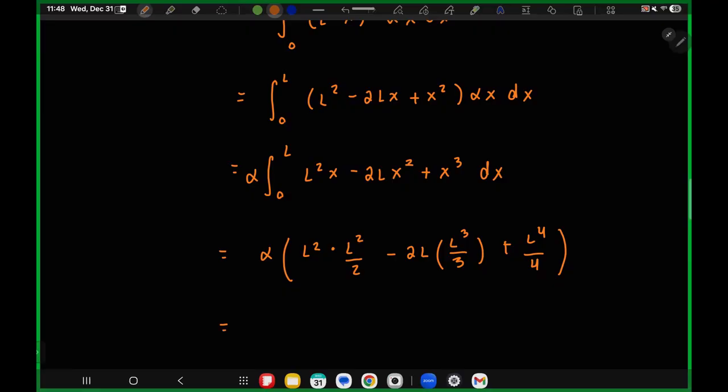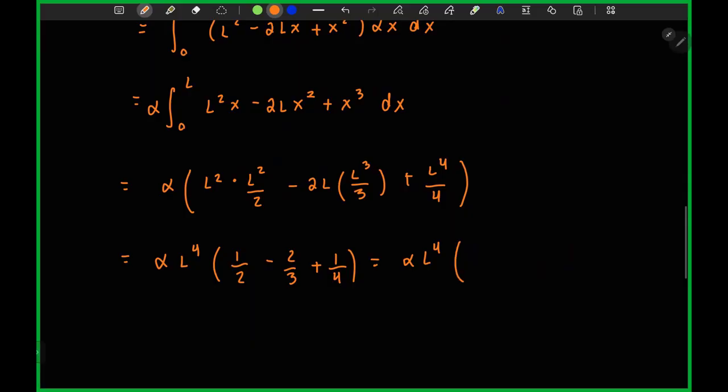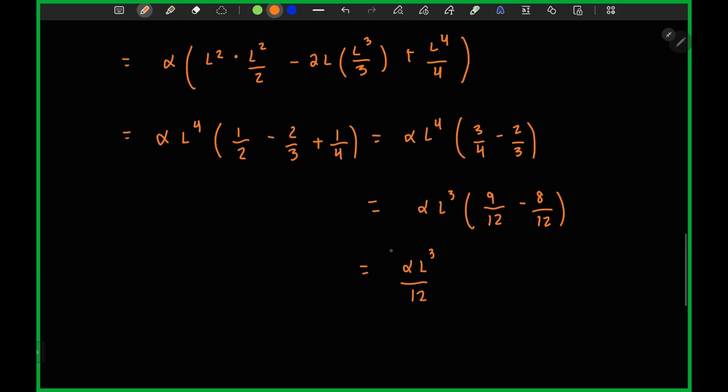So what have we got? We have alpha L to the fourth times 1/2 minus 2/3 plus 1/4, or alpha L to the fourth times 3/4 minus 2/3, which what does that give us? 3/4 minus 2/3. It's going to be 9/12 minus 8/12, or 1/12. So we end up with 1/12 alpha L to the fourth. Now, it's possible I made some careless arithmetic mistakes there, so double check me on that.